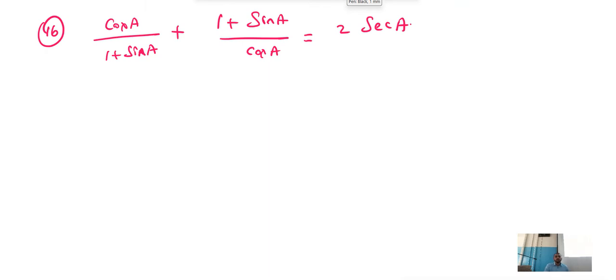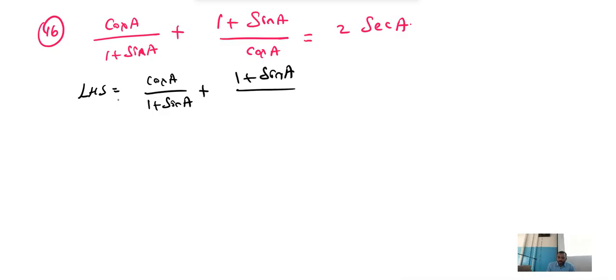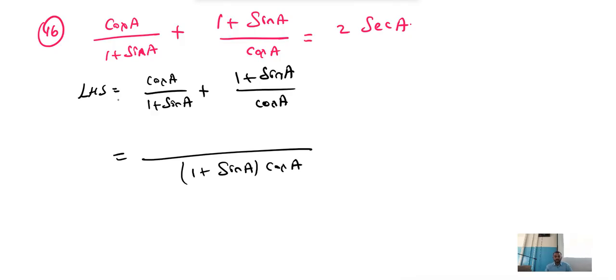We can do it now? Sure? Yeah. What is LHS? Tell me first. Cos A by 1 plus sin A plus 1 plus sin A by cos A. LCM: 1 plus sin A into cos A. Then 1 plus sin A, 1 plus sin A get cancelled. Cos A into cos A, cos square A. Here 1 plus sin A by cos A into 1 plus sin A into cos A, cos A get cancelled. 1 plus sin A whole square.